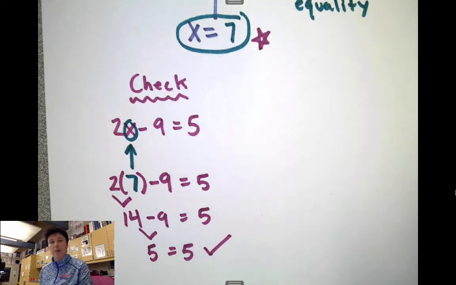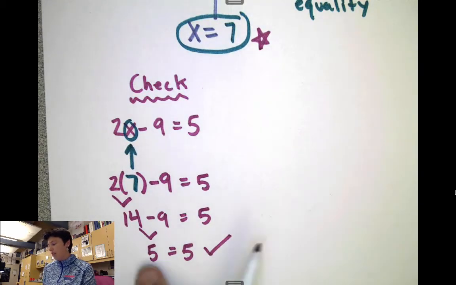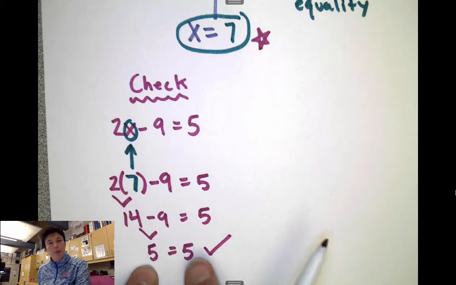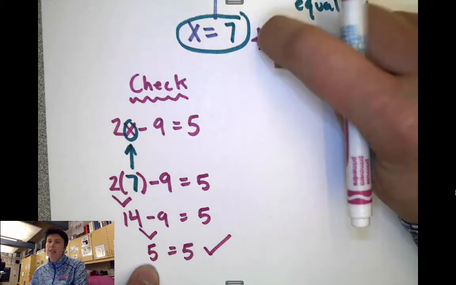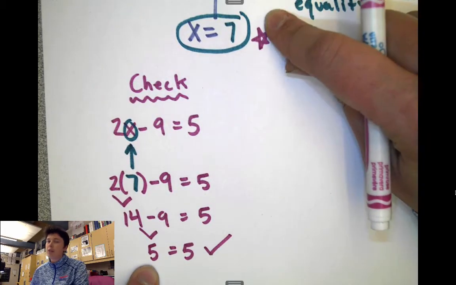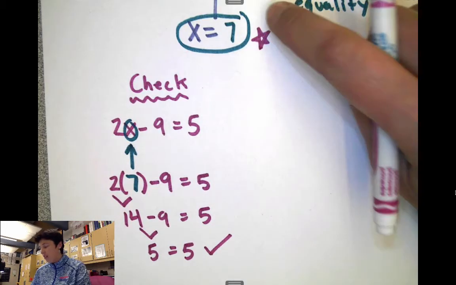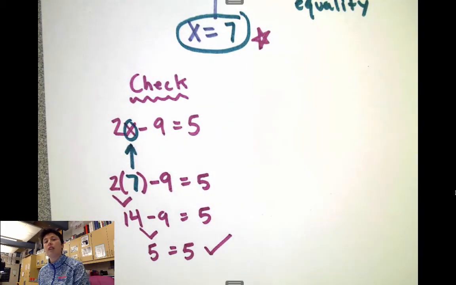5 is not the answer. That was just me checking to make sure that the left and the right equaled each other. If I had done all this work and I had gotten like 3 equals 5, then I would have said, wait a second, something's wrong up here. The x equals 7 must not be right. But I didn't. I got 5 equals 5, so this check proves that my answer is correct. And now I'm at a level 4.